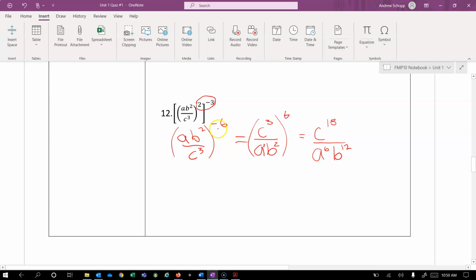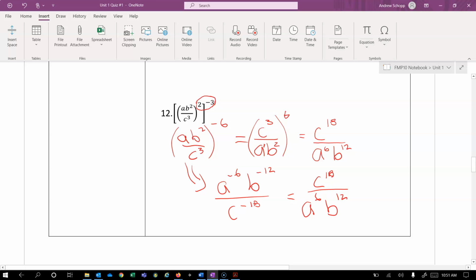If you didn't change it so the exponent was positive, you would just move the 6 in, and you'd have a to the power of negative 6, b to the power of negative 12, all over c to the power of negative 18, and then we would have to move a down to the bottom to make its exponent positive, move b down to the bottom to make its exponent positive, and move c up to the top to make its exponent positive. Either way, you should get to the same solution.